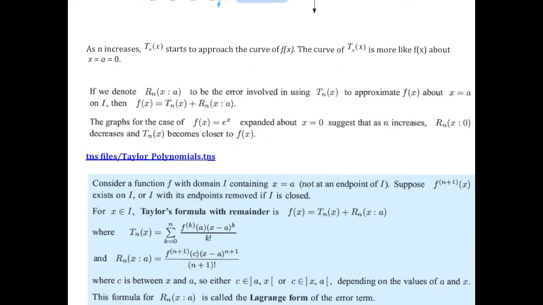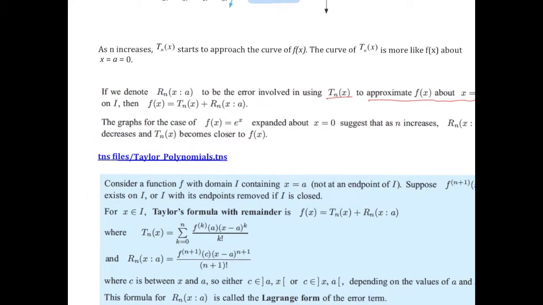If we denote the error Rn of x, which is the error of the nth degree Taylor polynomial about x equals a, to be the error involved using the Taylor polynomial of degree n to approximate f of x about x equals a, in other words, these Taylor polynomials work really well for x around a. In the last case, that was x around 0, which is why all the Taylor polynomials were really good around there. But then they started to deviate further away from 0.